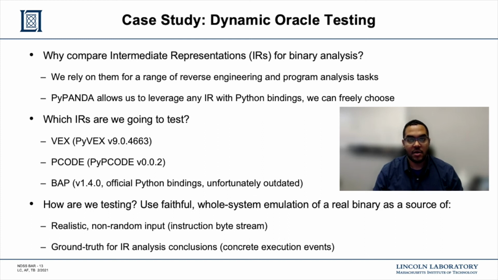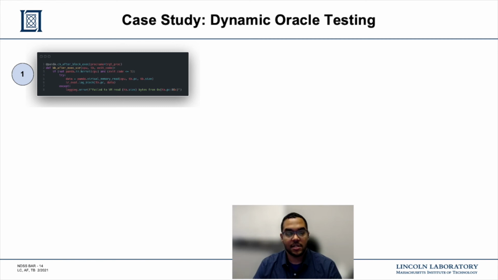How are we doing the testing? So our methodology, which we call dynamic oracle testing, uses faithful whole system emulation of a real binary as a source of both realistic non-random input, because we lift the instruction byte stream, and ground truth for any analysis conclusions, because we're able to observe concrete execution events. Let's walk through what this process looks like in the context of call graph reconstruction.